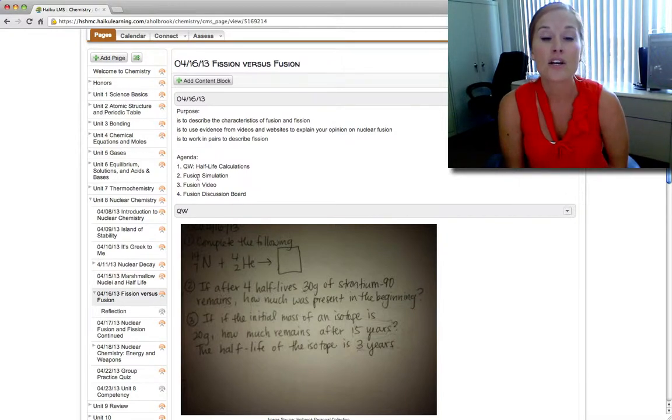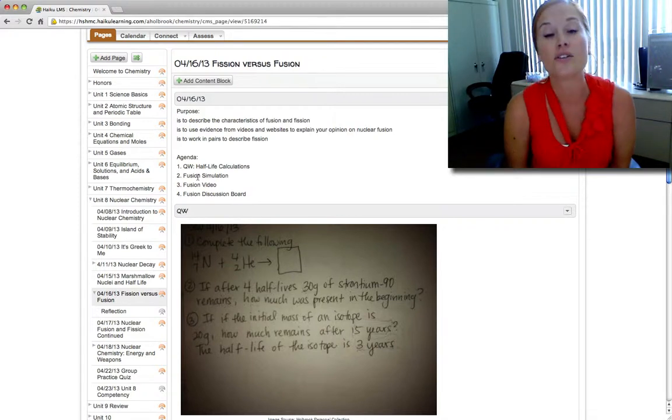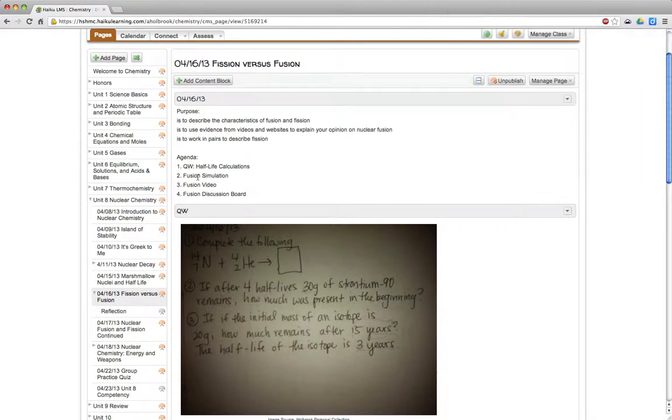So the first lesson sort of starts to introduce the topic of fission and fusion and what is different about them. The students worked both independently and collaboratively using online content.